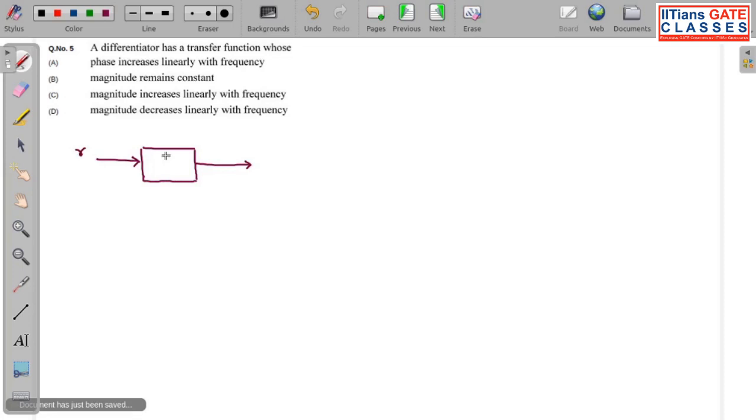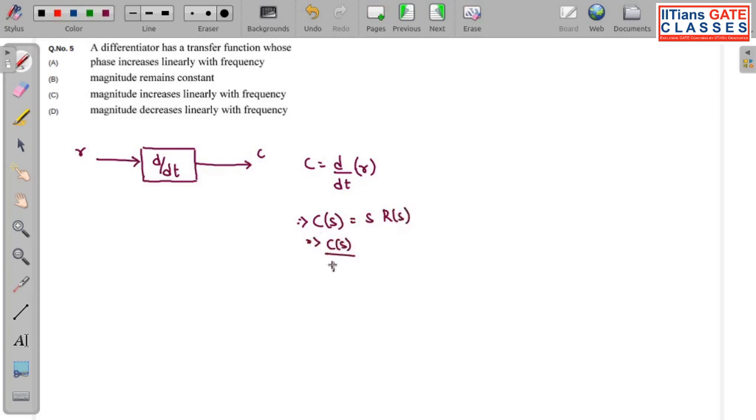So small r is my input, small c is my output, and this is basically differentiating. C is equal to d by dt of r, so it is differentiating r. If I take the Laplace transform of both sides, what will it be? Cs is equal to s times Rs, or I can write Cs by Rs is equal to s.